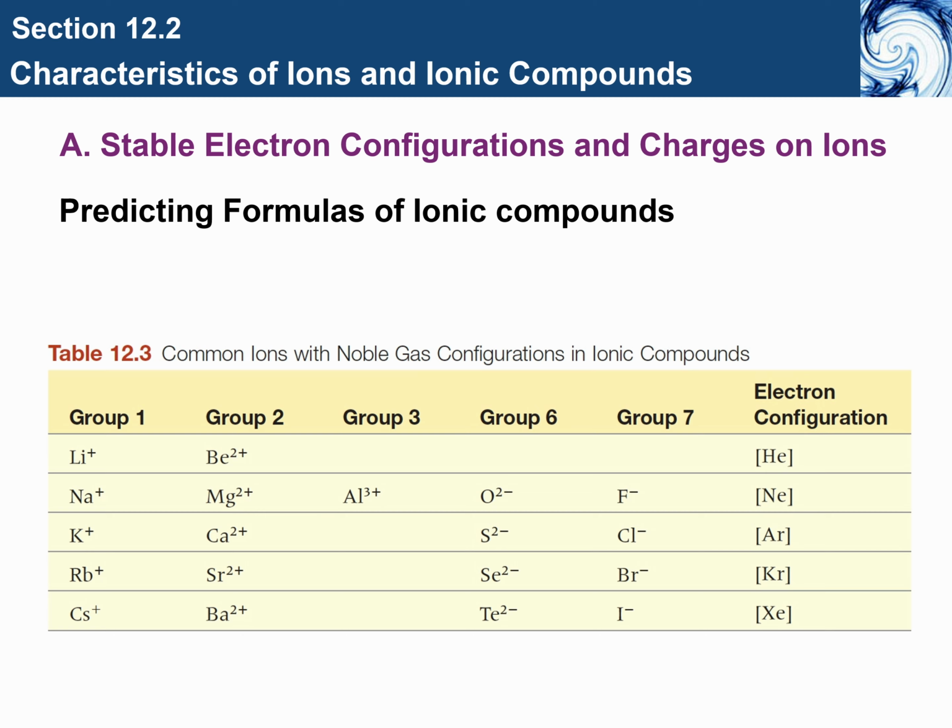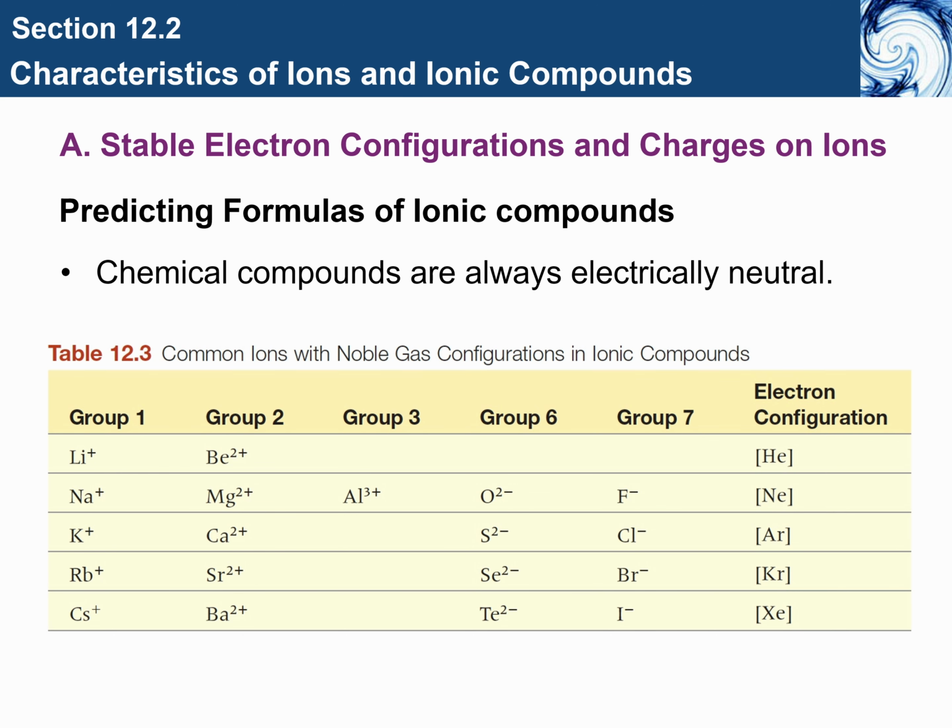Predicting formulas of ionic compounds. Chemical compounds are always electrically neutral. That means the total positive charge must equal the total negative charge. The table at the bottom shows group numbers, common ion charges, and resulting electron configurations. Use this idea to predict formulas. For example, magnesium is 2+ and chlorine is -1, so the neutral formula is MgCl2, not MgCl or Mg2Cl.